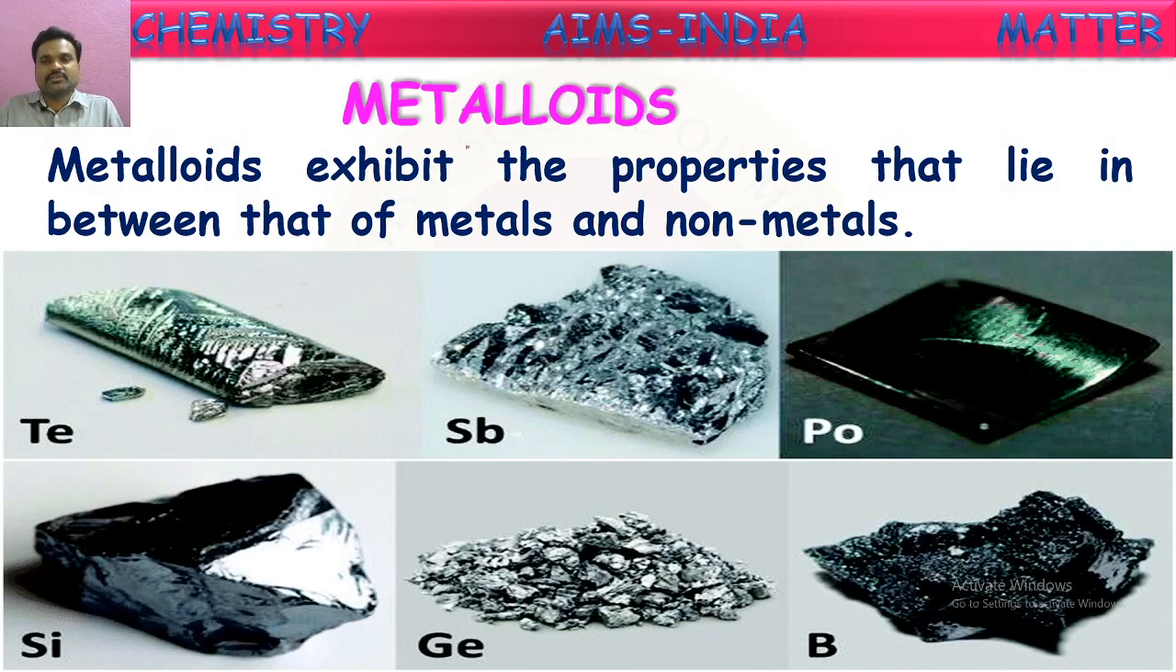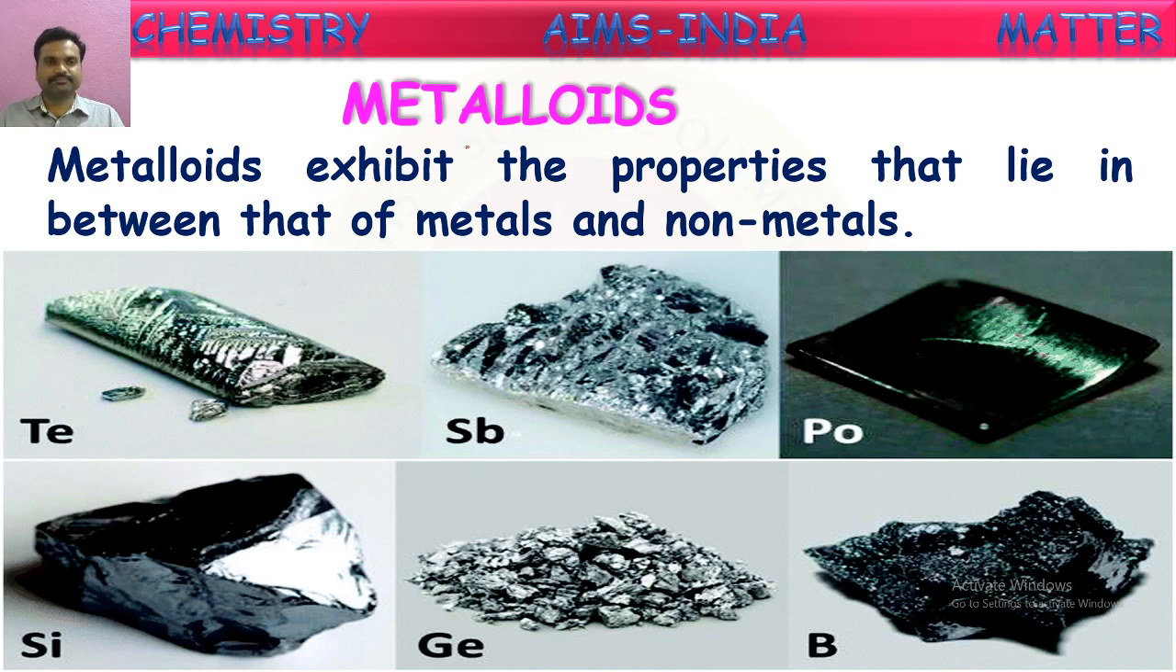Here are examples of the metalloids: boron, germanium, silicon, polonium, tellurium, bismuth. These all come under metalloids. These elements show the properties of metals as well as non-metals. Such kind of elements which are showing the properties of metals and non-metals are called metalloids. So these examples are metalloids.